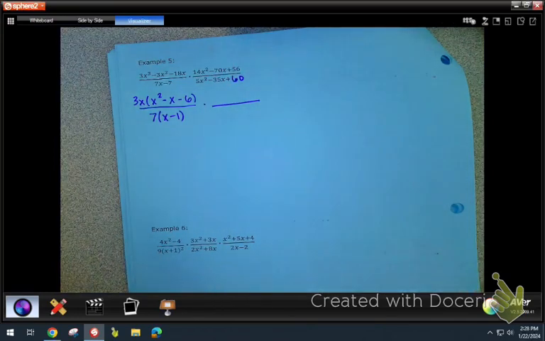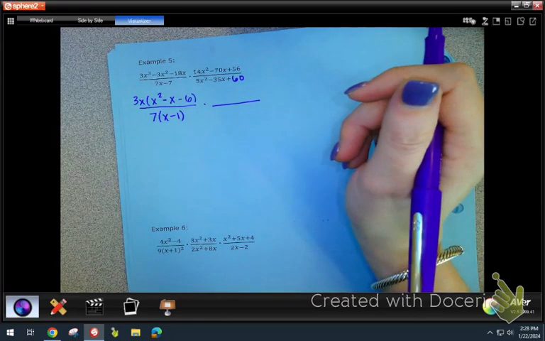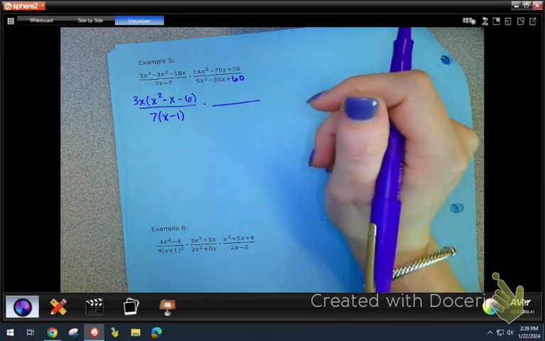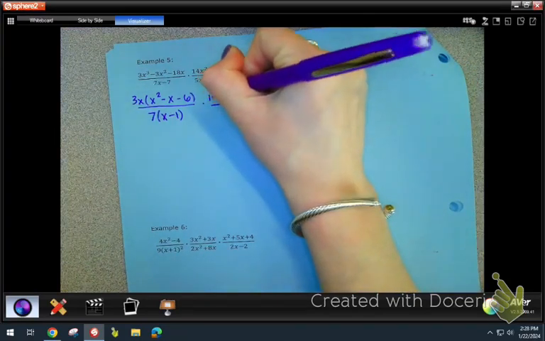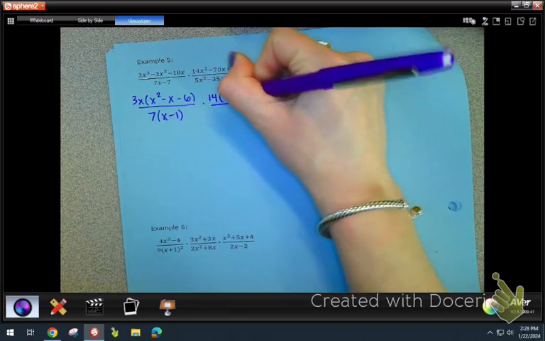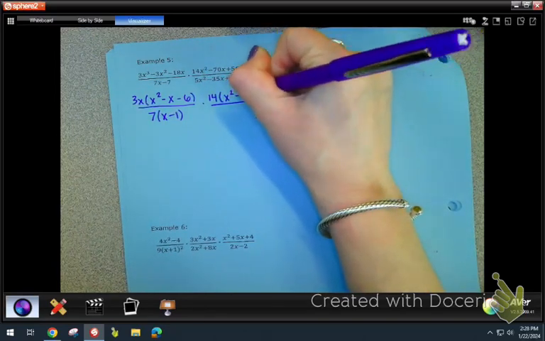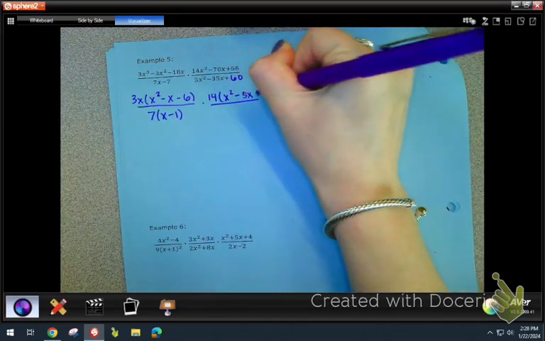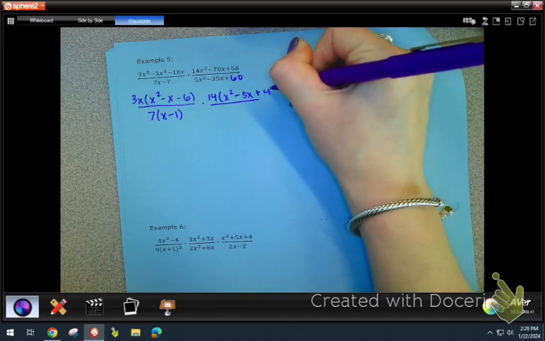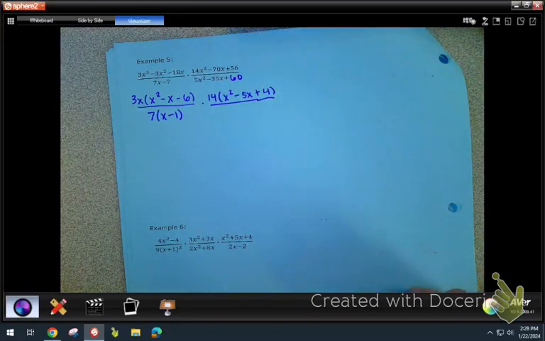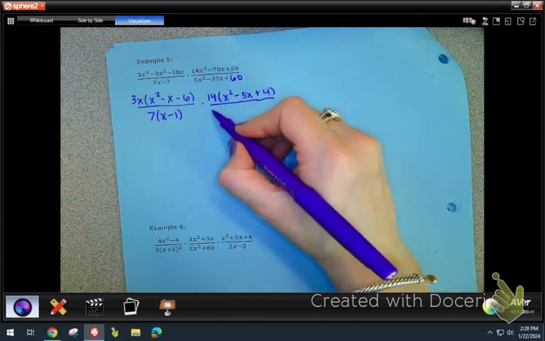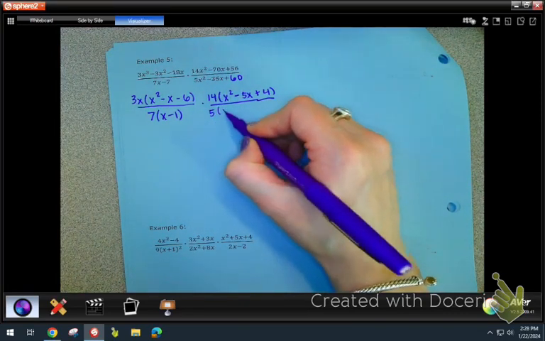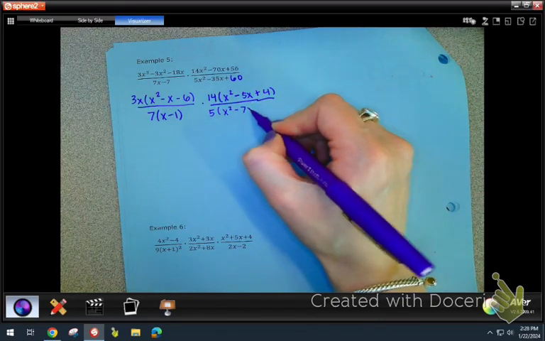14x squared minus 70x plus 56. There is something in there. Greater common factor about 7. You can take a 14 out. 14. And that leaves you with x squared, 5, minus 4.